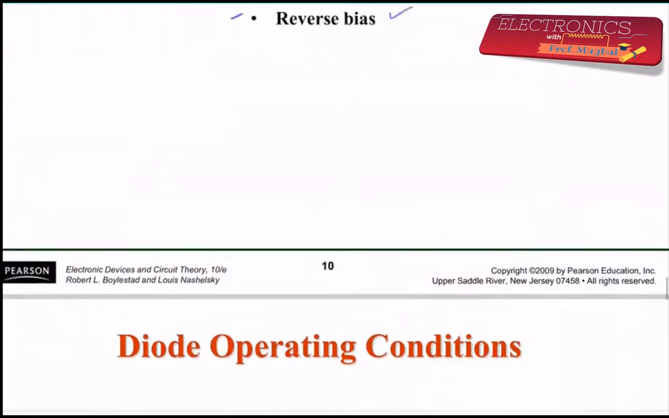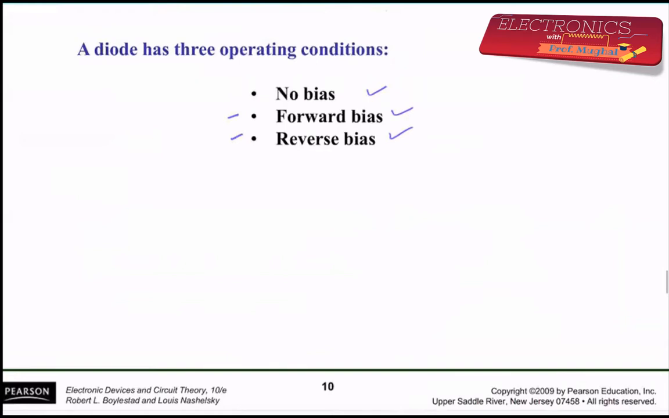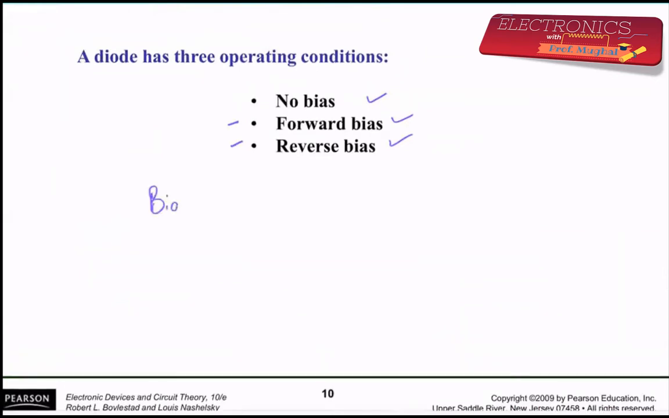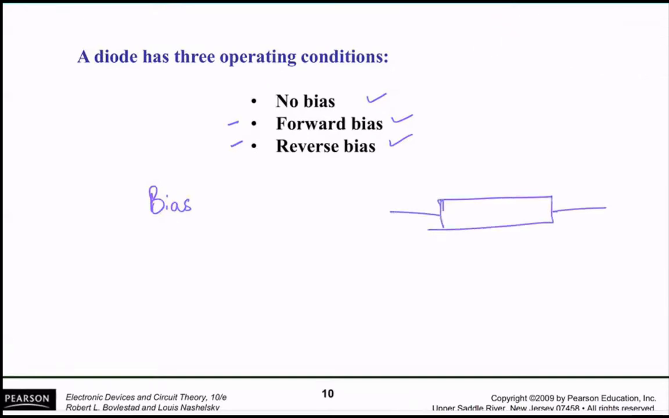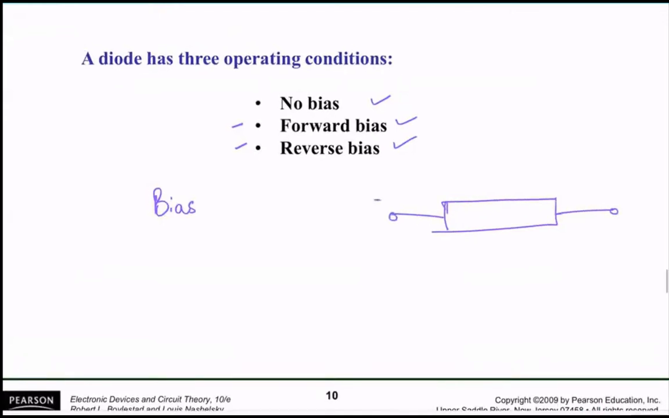Also, what does bias mean? Bias just basically means you have some component, and you're applying a power supply to it, say plus and minus. This is just called biasing. That's what it means.